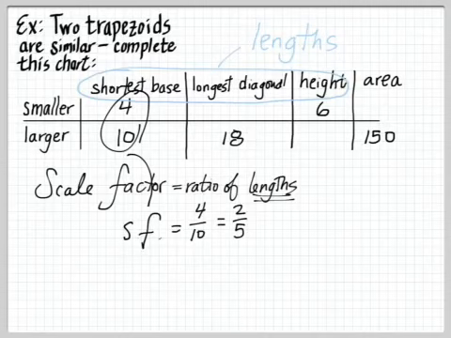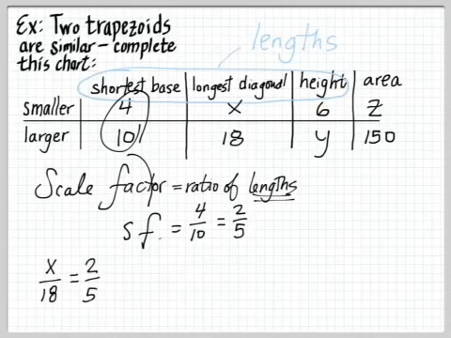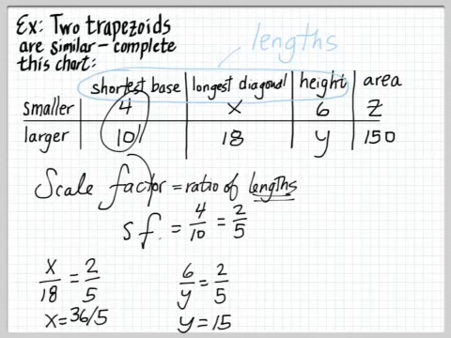So now we're going to use that to figure out these other unknowns here. Let me give them names. I'm going to call them x, y, and z so that I can use them in equations. Since these are all lengths, I can just use the scale factor. The scale factor is the ratio of lengths, and these are lengths. So that means x over 18 is 2 over 5, and 6 over y is 2 over 5. If I cross multiply and solve these, I can do these in my head. x is 36 over 5, y is 15.